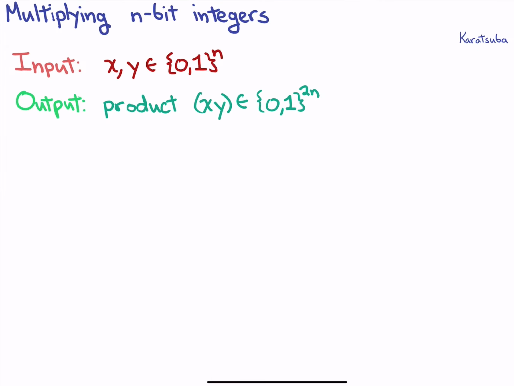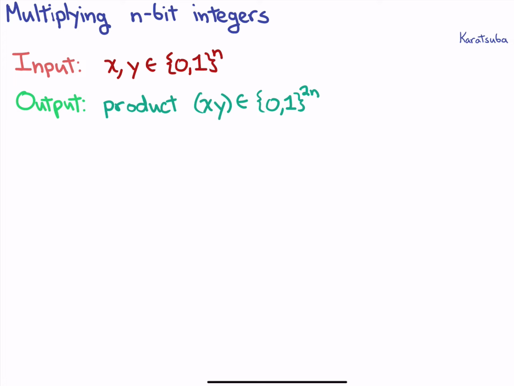Certainly you guys know about multiplying integers. So let me set up the problem formally. You're given two integers as n-bit strings, and the goal is just to compute their product, which is a 2n-bit long string. Maybe 2n plus 1, I don't know.